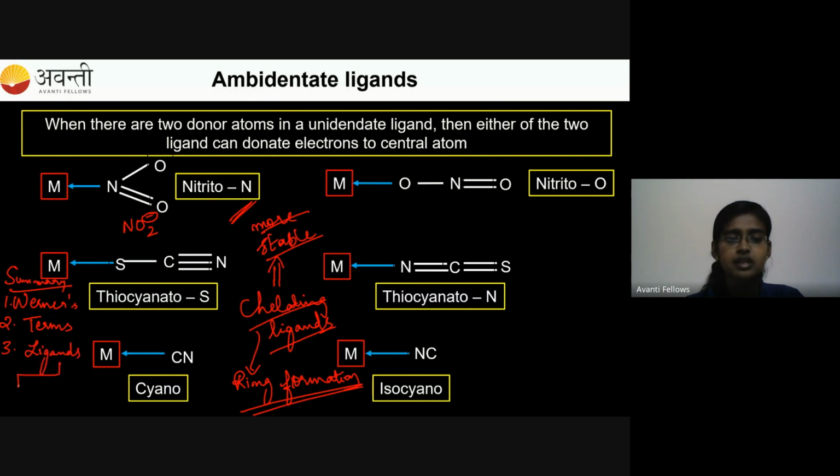So what are the 3 different types of ligands? First is on the basis of charge. Second is on the basis of denticity. And third is ambidentate ligands, on the basis of the donor atoms. Study these things before coming to the next class, and in the next class we can discuss the nomenclature of coordination compounds.